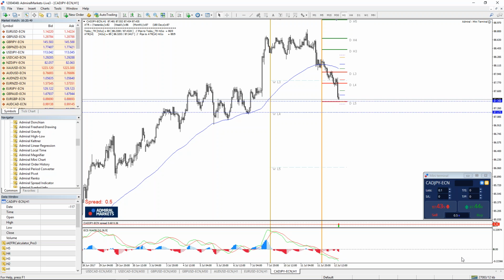Okay, and the markets are volatile, and they will be even more volatile on Yellen's speech and testimony. So we will see what will happen. Definitely. Now, still markets are very, very volatile.